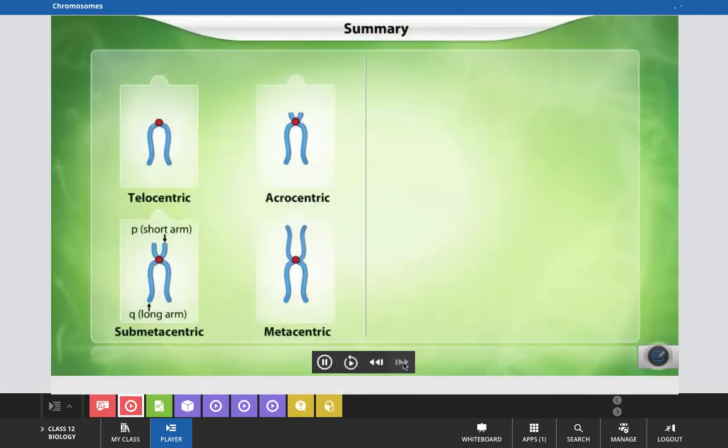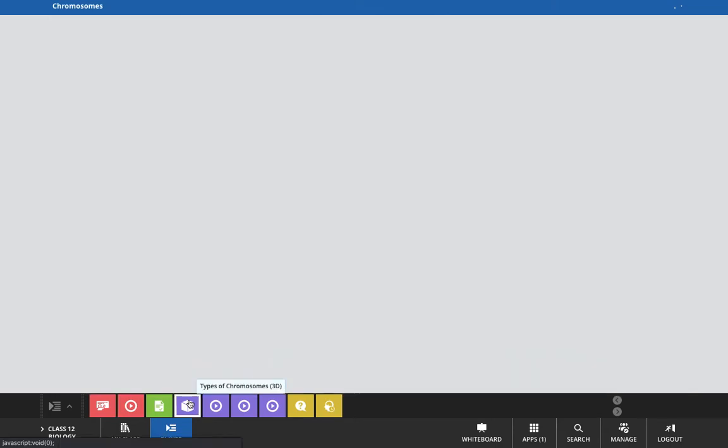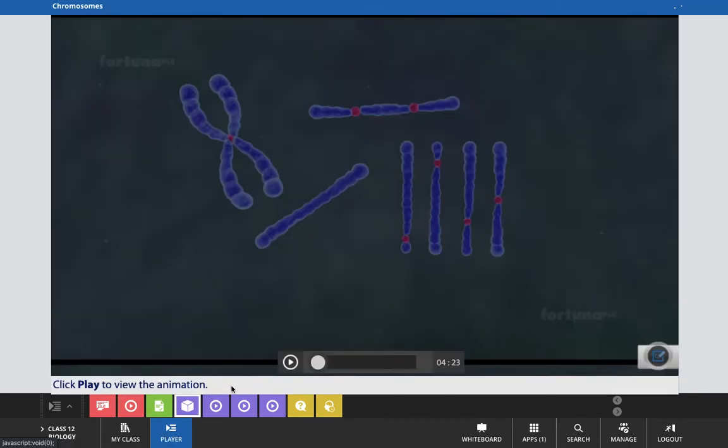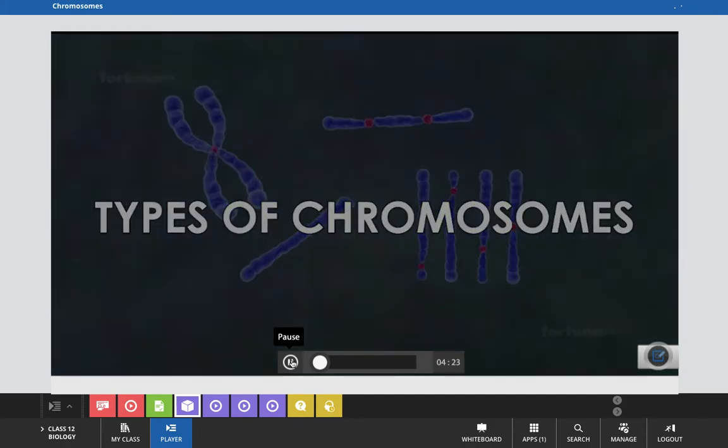Here's how we can classify chromosomes based on their structure and function. Now, this is the summary of the whole topic. And now, in the third session of this class, you will repeat this topic with the help of a video presentation, and this video in the form of 3D, by the help of which you will be able to understand the structure of chromosomes. How does it look? Now watch it carefully. Types of chromosomes.